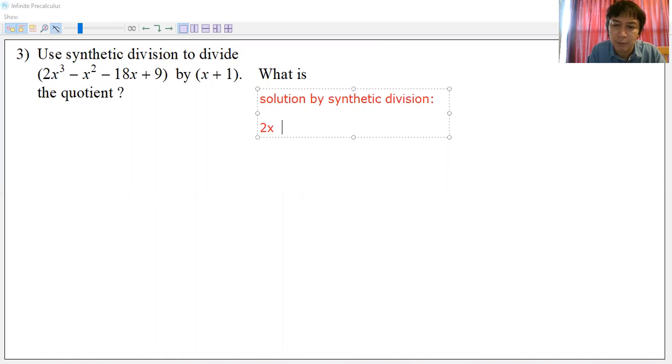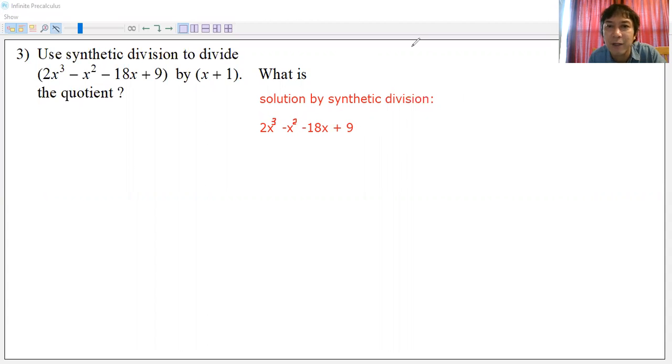2x cubed minus x squared, I'm going to write the exponents later, minus 18x plus 9, and that will be x to the 0. Remember, the constant is x to the 0, so let us not write x to the 0 anymore. And this will be divided by x plus 1. This will be, of course, third degree, a cube, and then this is squared, and this is first, and this is x to the 0.